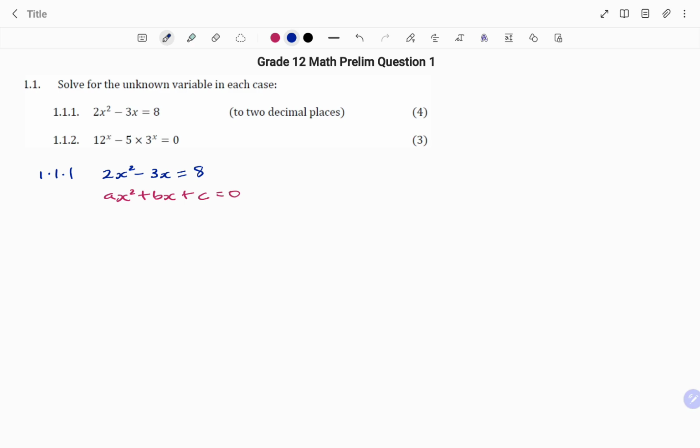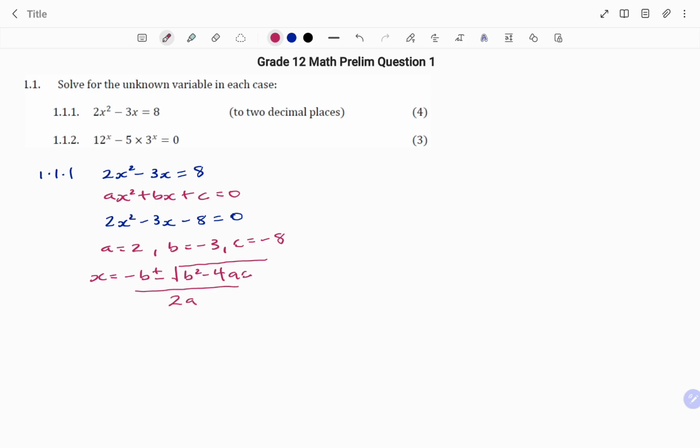Therefore, bringing the 8 to the left hand side, we have 2x squared minus 3x minus 8 equals 0, whereby a is equal to 2, b is equal to minus 3, and c is equal to minus 8. We have the quadratic formula which states that x equals minus b plus or minus the square root of b squared minus 4ac, divided by 2a.